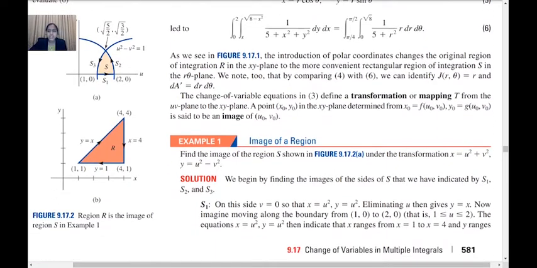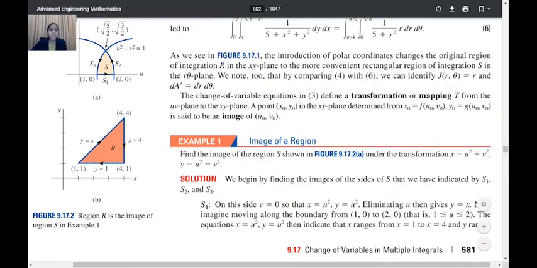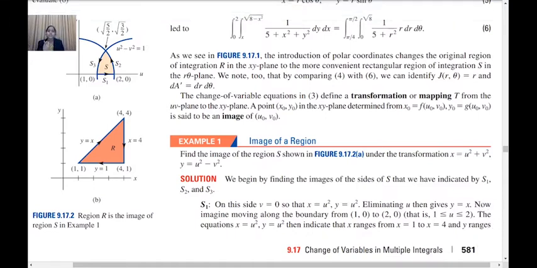So first let's see on S1. On S1 v is 0, right? So if v is 0, I'm going to substitute it in x and y. X will be u square, y will also be u square, so x is equal to y. So y equal to x will be the image corresponding to S1, that is the straight line y equal to x.